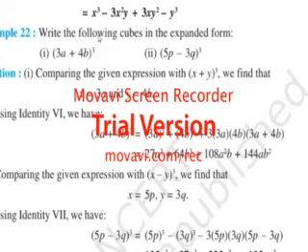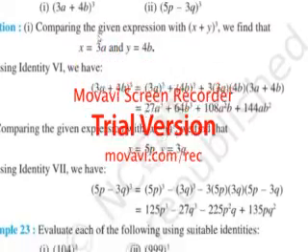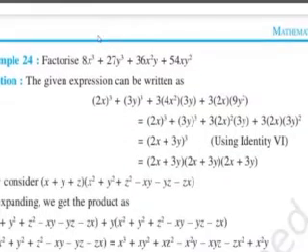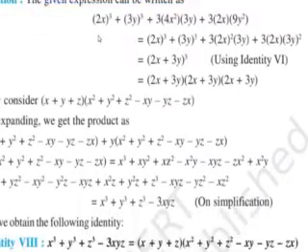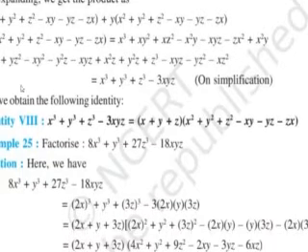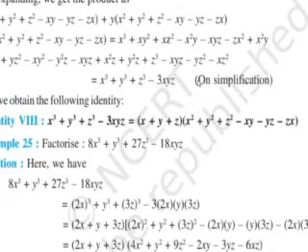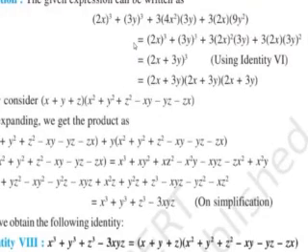Okay, example 22, and then after that example 23, and then we will be discussing example 24. And then after that there is again another important identity, that is x cube plus y cube plus z cube minus 3xyz is equal to x plus y plus z times x square plus y square plus z square minus xy minus yz minus xz, which has also been proved at the top. About this we will be reading next time.